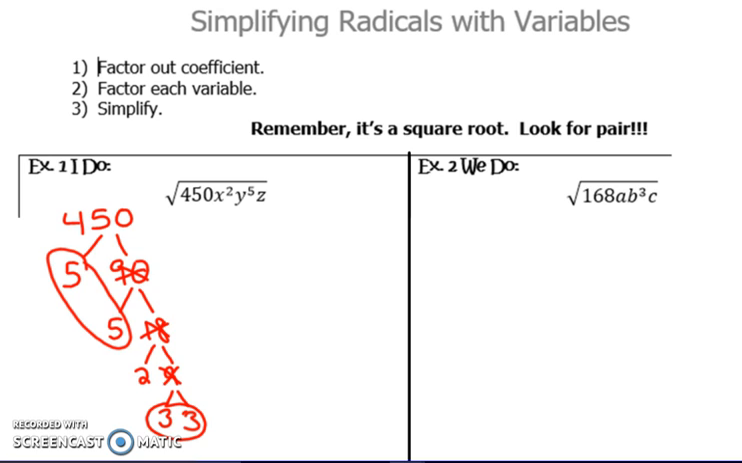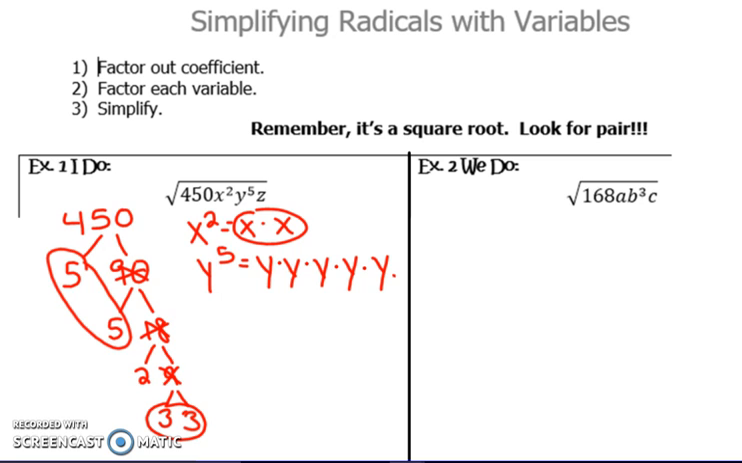Now, if I look at my x, well, x squared is the same thing as x times x. Well, that makes a pair. y to the 5 is y times y times y times y times y. Well, now I have 2 pairs with 1 left. z is z to the first, which is just 1 z.